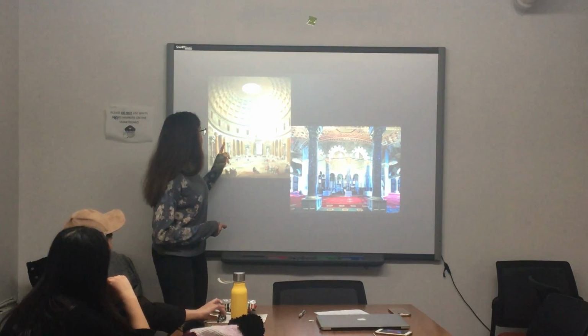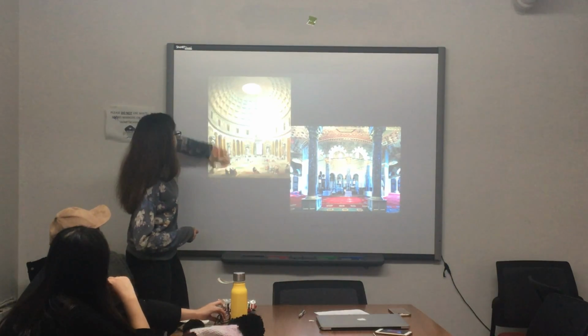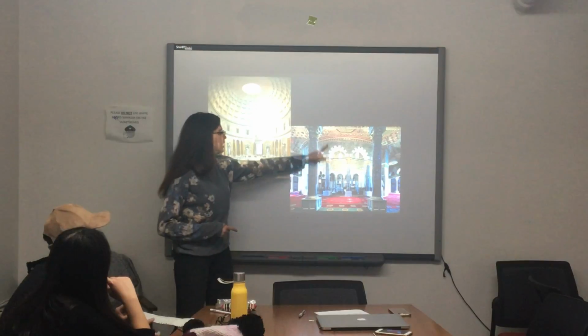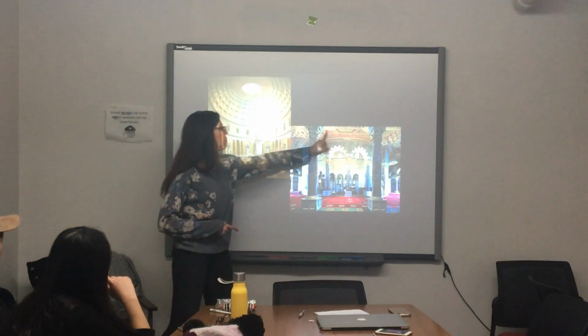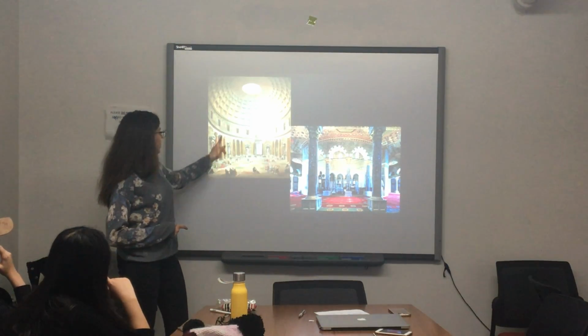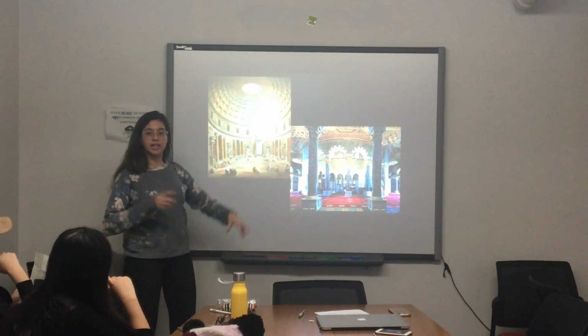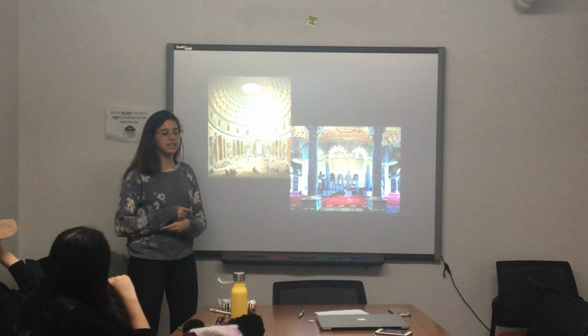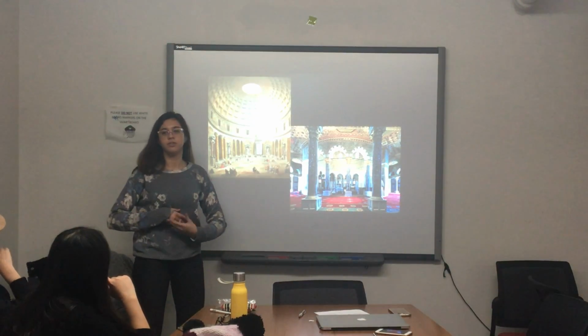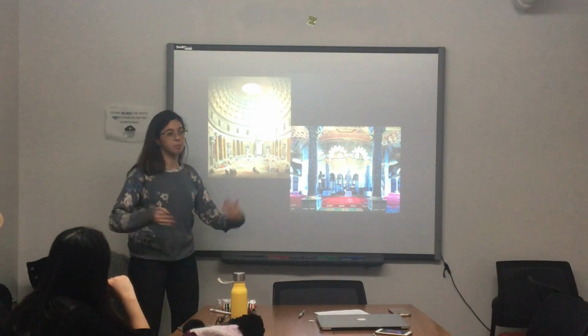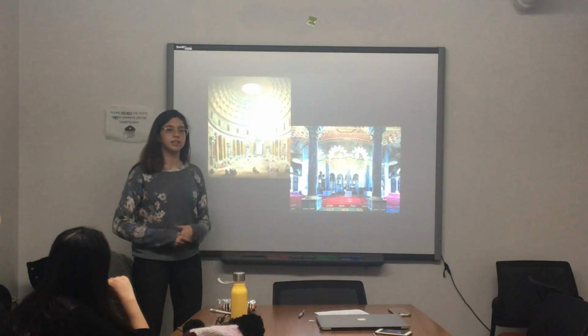Next, please. Here you can see that the whole structure is just one, while here there are some supports for the dome. You can see these columns, but they are not structural. Basically, they are there for a little bit of decoration. They are not supporting anything over there. Next, please.